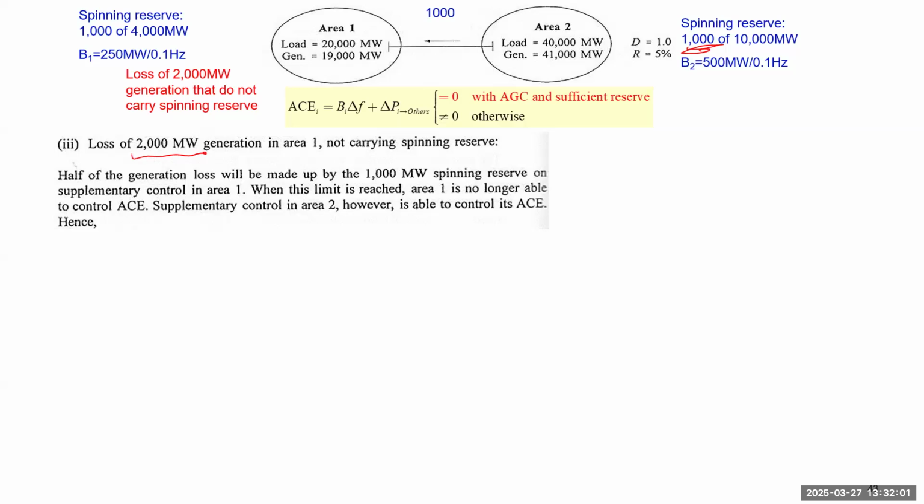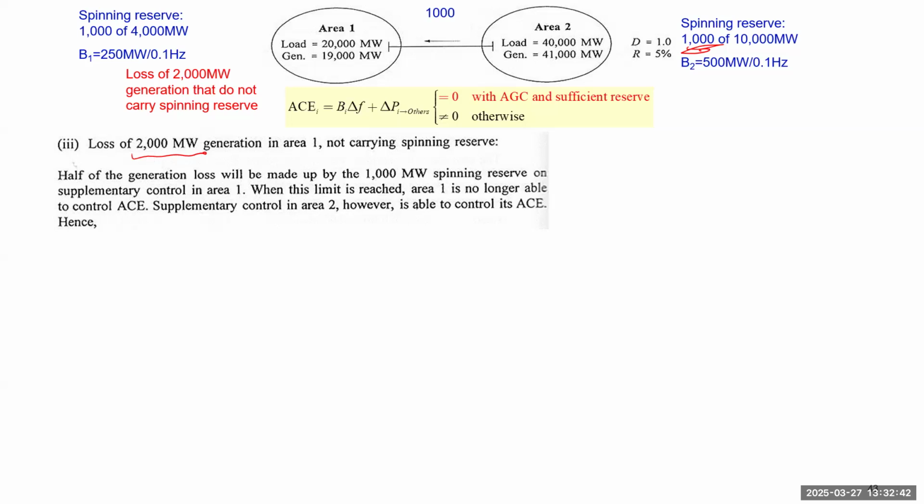But when we see both areas carrying the loss of generation together, area 1 and area 2 are different. Area 2 has 1,000 megawatt spinning reserve, and they use all of the spinning reserve to make up the loss in area 1. So during the process of increasing the generation in area 2, it never reached the limit. It only reached the limit at the end, which means during this entire process, area 2 is completely functioning in AGC control.